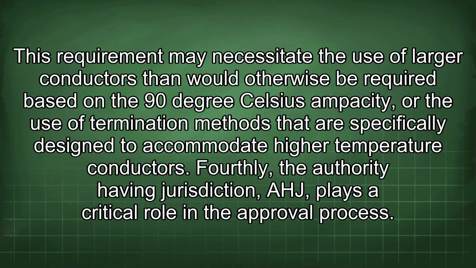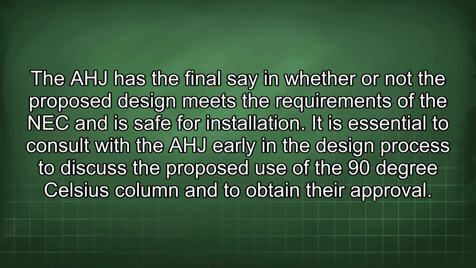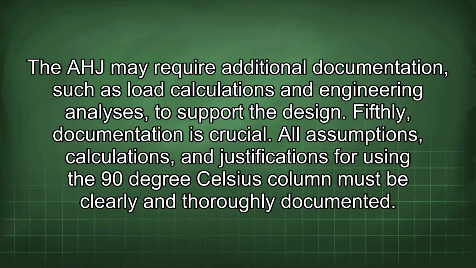Fourthly, the authority having jurisdiction plays a critical role in the approval process. The AHJ has the final say in whether or not the proposed design meets the requirements of the NEC and is safe for installation. It is essential to consult with the AHJ early in the design process to discuss the proposed use of the 90°C column and to obtain their approval. The AHJ may require additional documentation such as load calculations and engineering analyses to support the design.